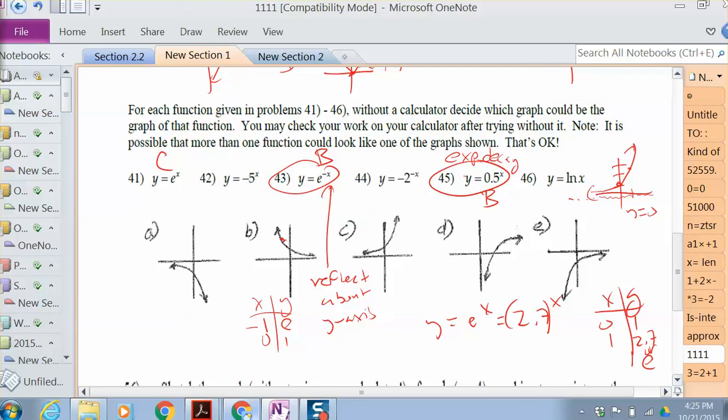For 42, this is exponential growth because your base is larger than 1. But we reflect about the x-axis because there's a negative out in front. So in this case, it's going to be more like a, because notice that a is like c, but just reflected about the x-axis. So 42 is a.